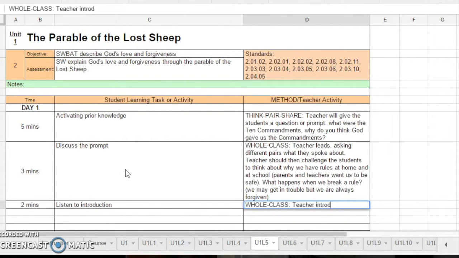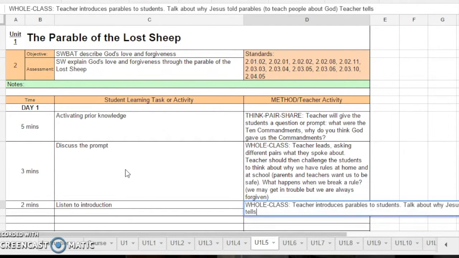Teacher introduces parables to students. So hopefully in first grade they will have already done parables. So the teacher can just describe what a parable is, and she can talk about why Jesus told parables, to teach people about God. So the teacher then says that this is a parable or story that Jesus told followers.